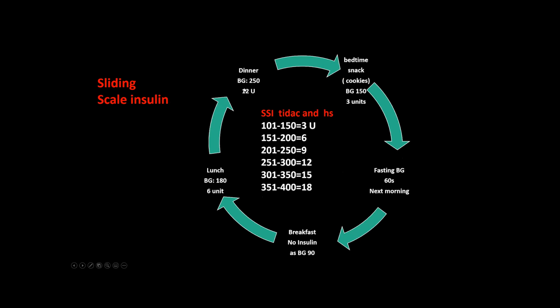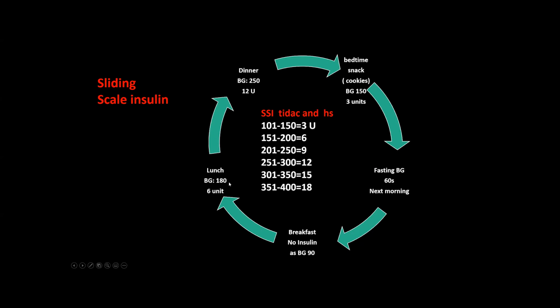This is how the sliding insulin is used. This is a sliding scale written starting from 101, 3, 6, 9, 12. So this is a fasting glucose of 60 in the morning. And then after breakfast, the sugar is high because the patient did not get the insulin, 60.